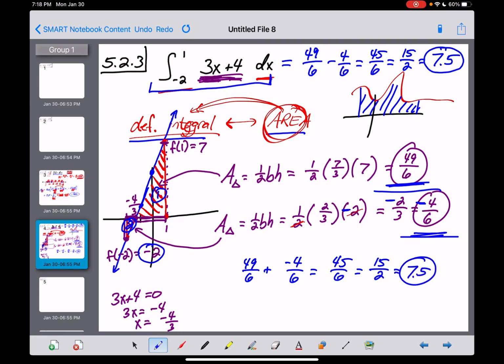So I'm kind of a fan of what we did up here at the top. Make those areas positive, but then you guys just consider whether it's above or below the x-axis. And if it's above, you take the positive version of that, and if it's below, you just subtract that away from your answer. But any way you do it here, the value of this definite integral is 7.5, or 15/2.